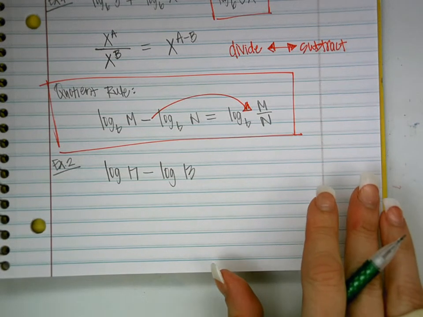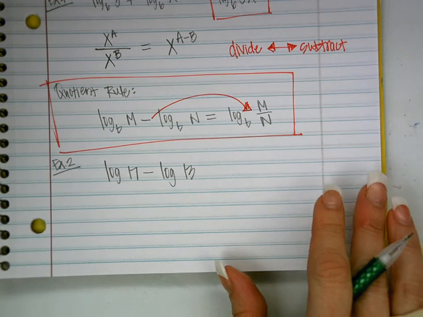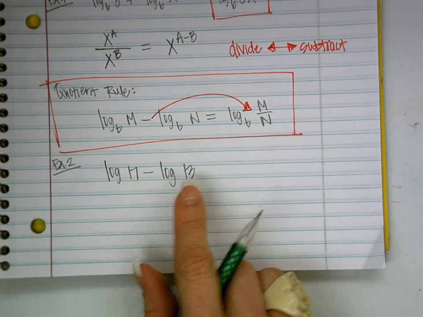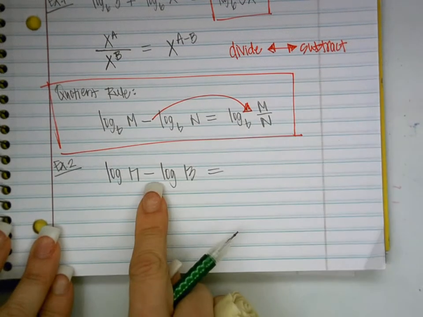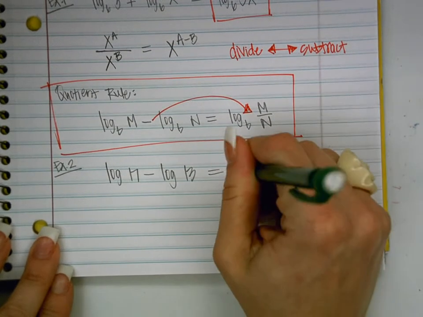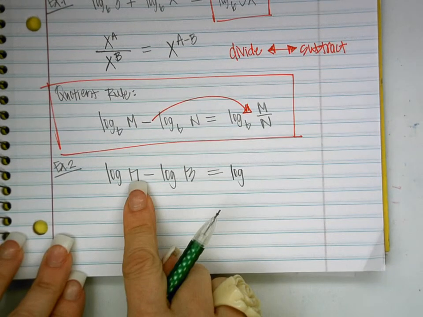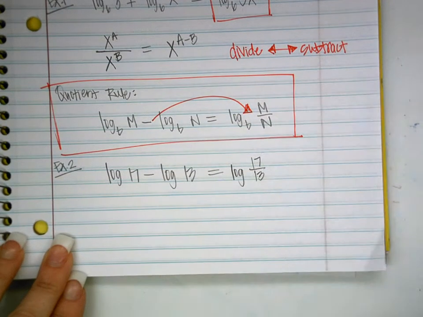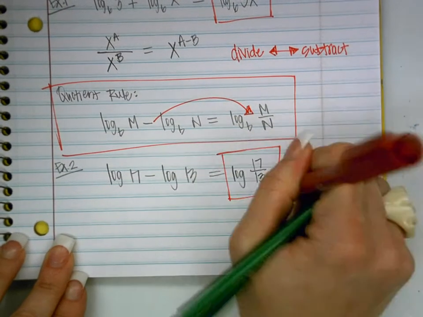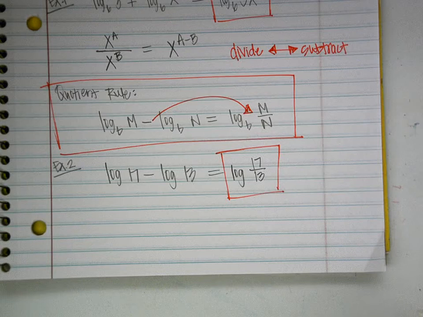First off, do these have the same base? Yes. What is their base? 10. Base 10. We don't have to write it, but if you wanted to, you could write it in the base 10. Then you need to know that because of the quotient rule, subtraction turns into division. We're going to consolidate and condense it, write one log, and this one always comes first, this one always comes second. So log 17 over 13. That's your answer that we're looking for. Questions on how I did that?